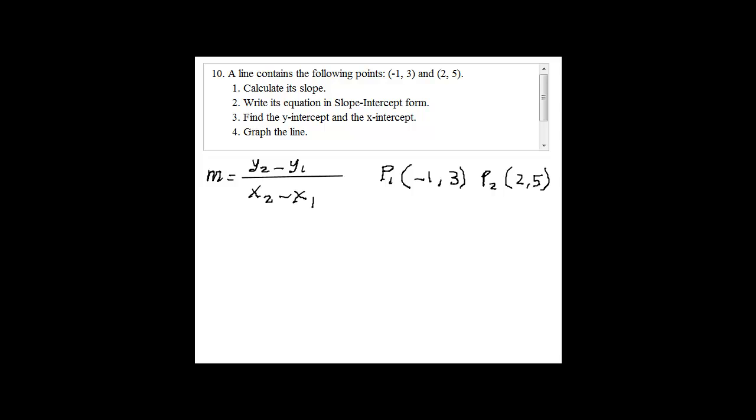then the first number here corresponds to x1, and the second number in the parentheses in the ordered pair corresponds to y1. For the second point, 2 corresponds to x2, and 5 corresponds to y2. You can pick either of these 2 points to be point 1 or 2. You just have to be careful: the first number in the ordered pair corresponds to x1, and the second number corresponds to y1.